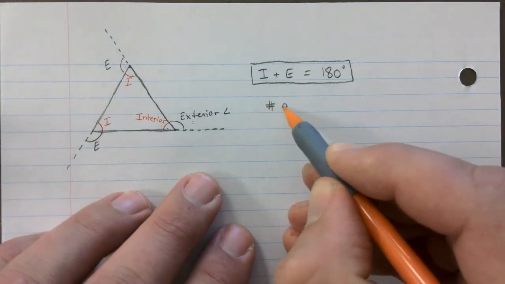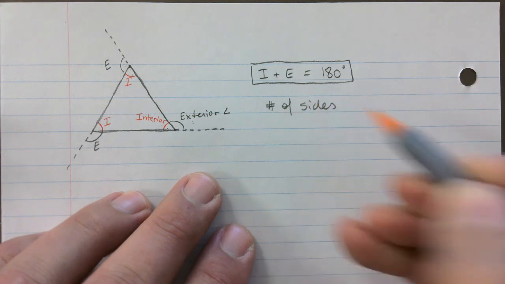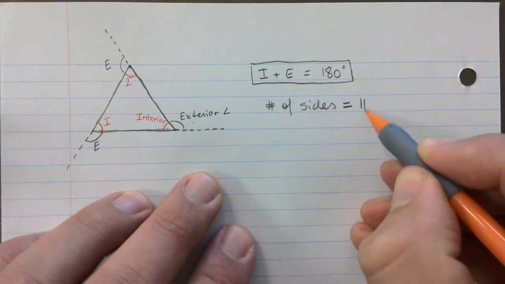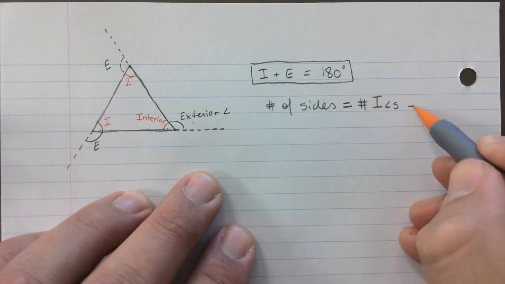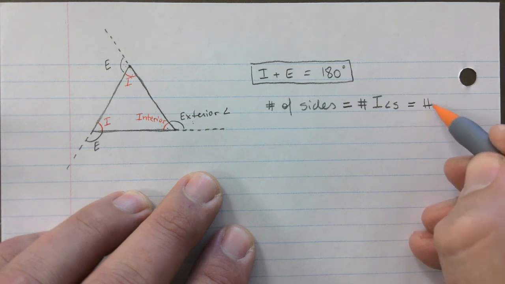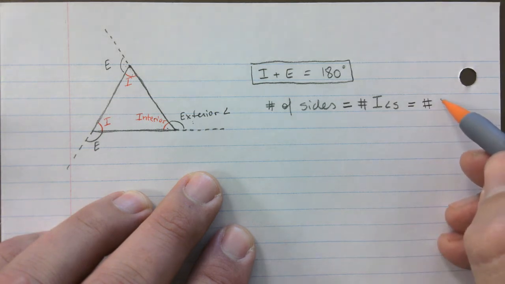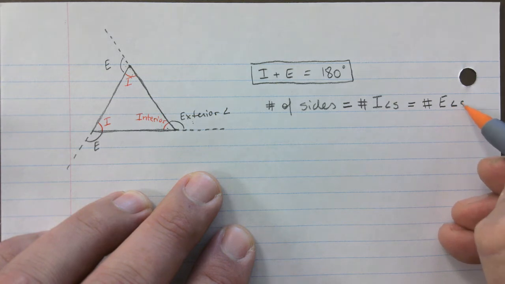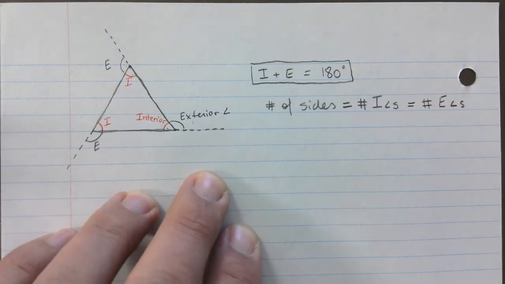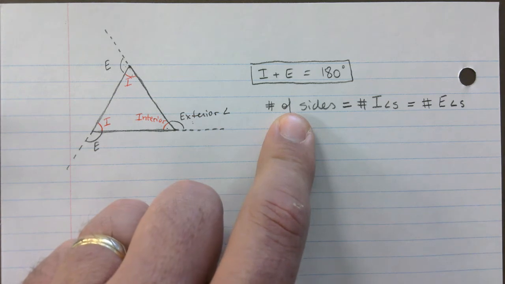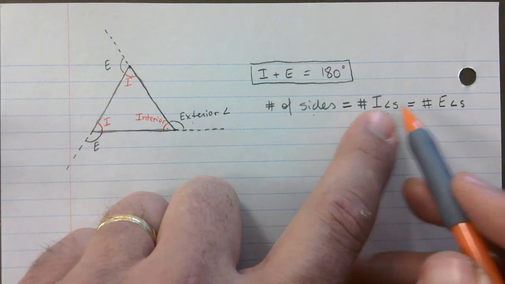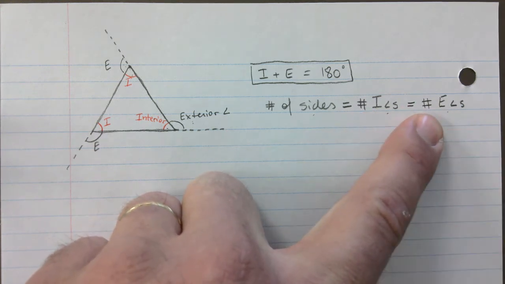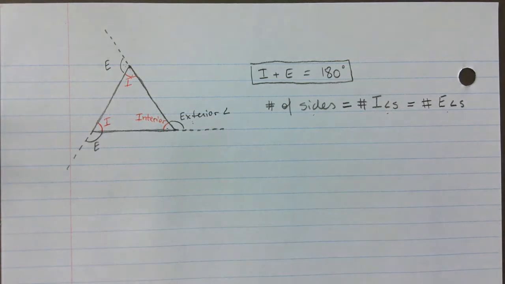Number of sides equals the number of interior angles. Number of exterior angles. So 3 sides for a triangle, right? 3 sides, 3 interior angles, 3 exterior angles, no exception. So it doesn't matter how many sides the shape would have, they would all line up and they would all match.